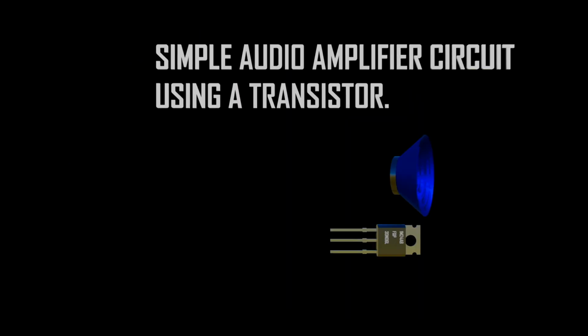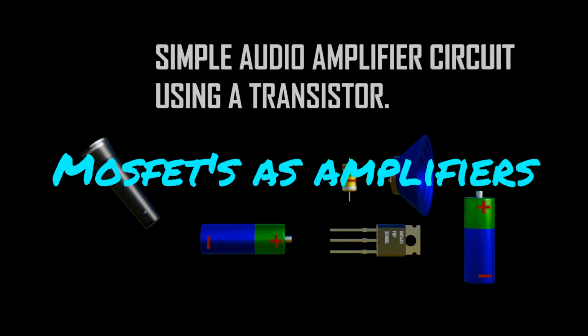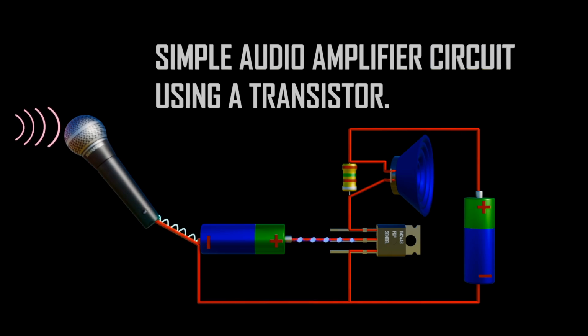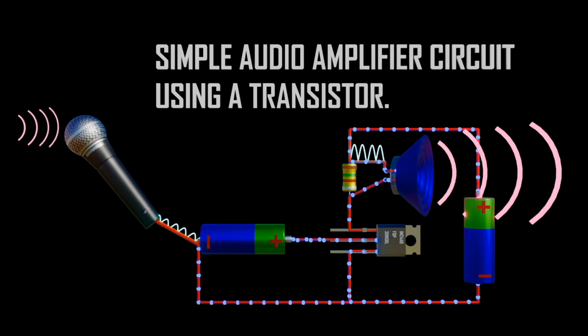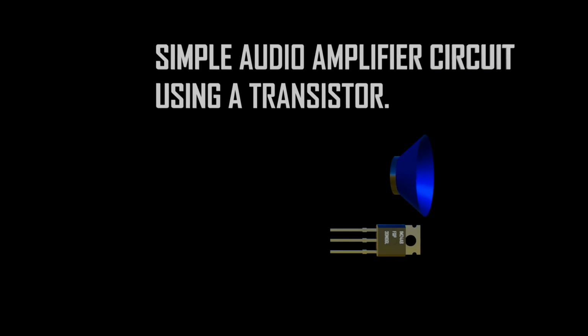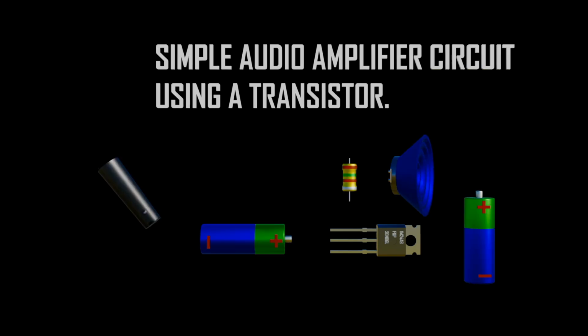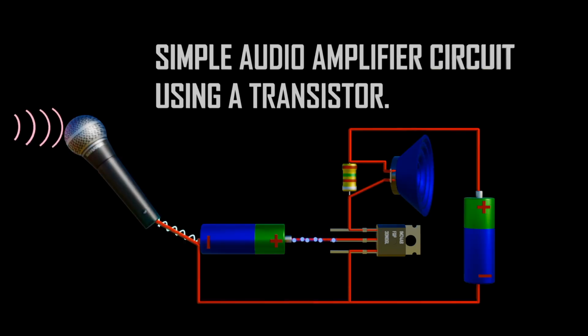MOSFETs can also be used as an amplifier to increase the strength of a signal. When a small voltage is applied to the gate, it can produce a large current in the channel between source and drain. This property makes MOSFETs very useful in electronic circuits.